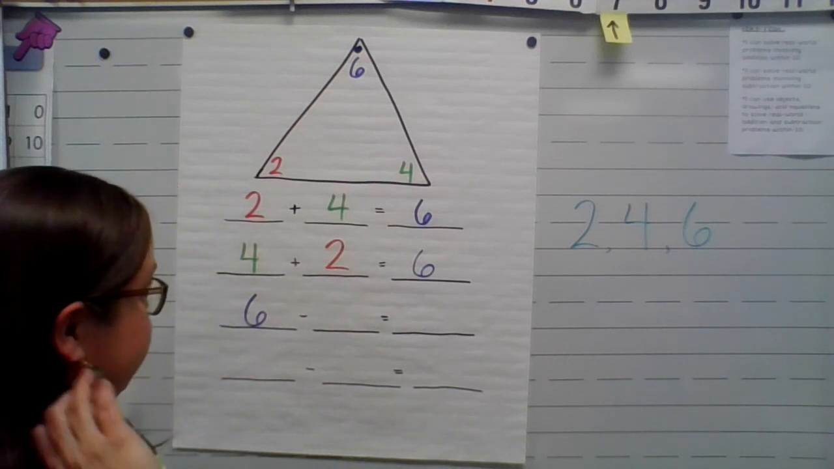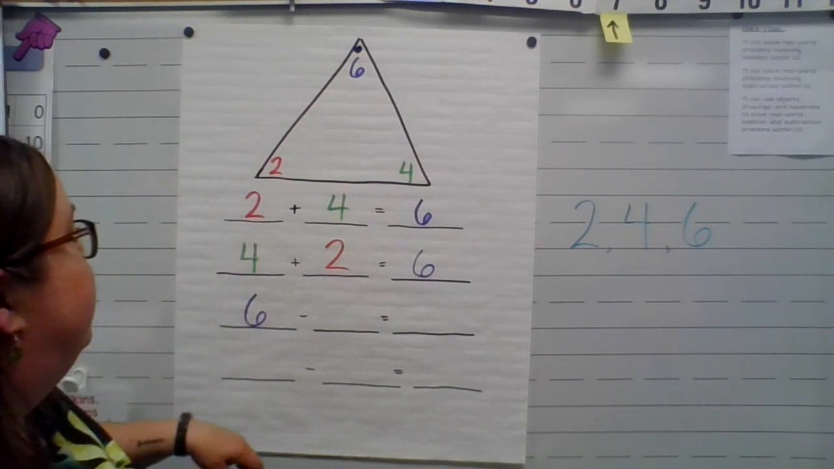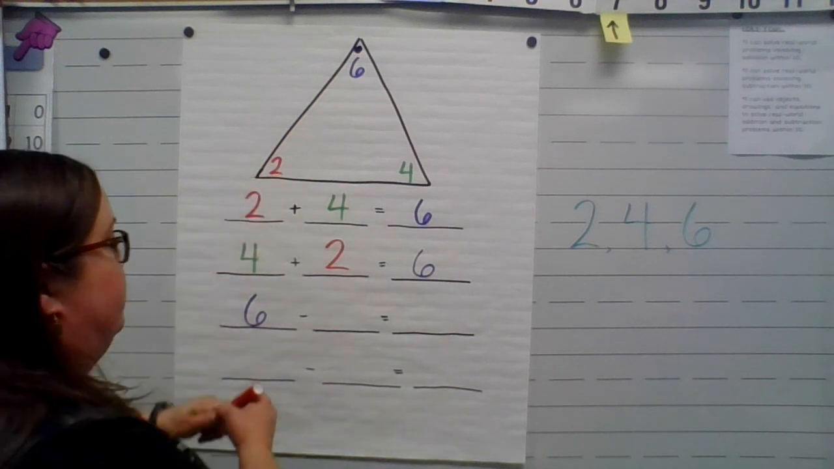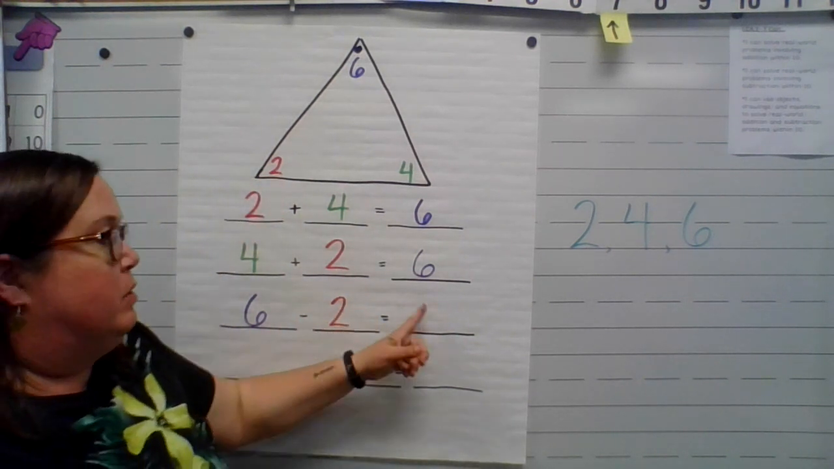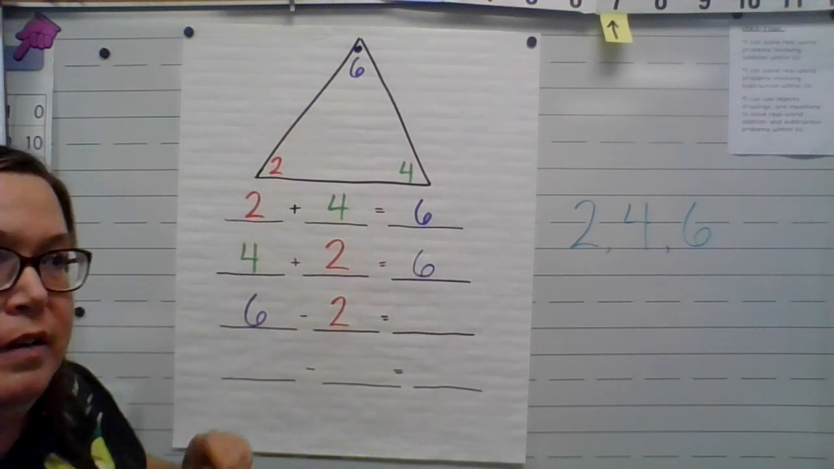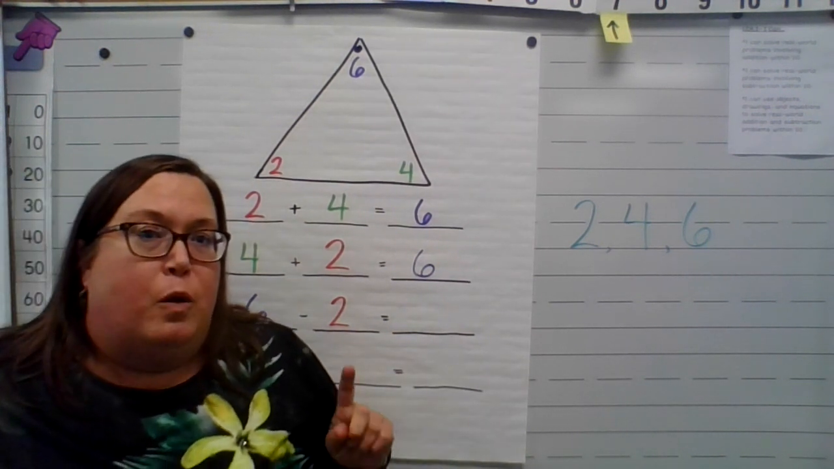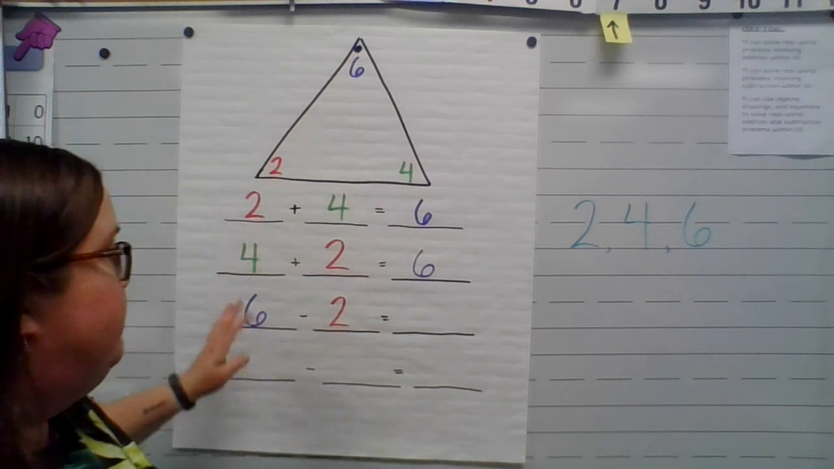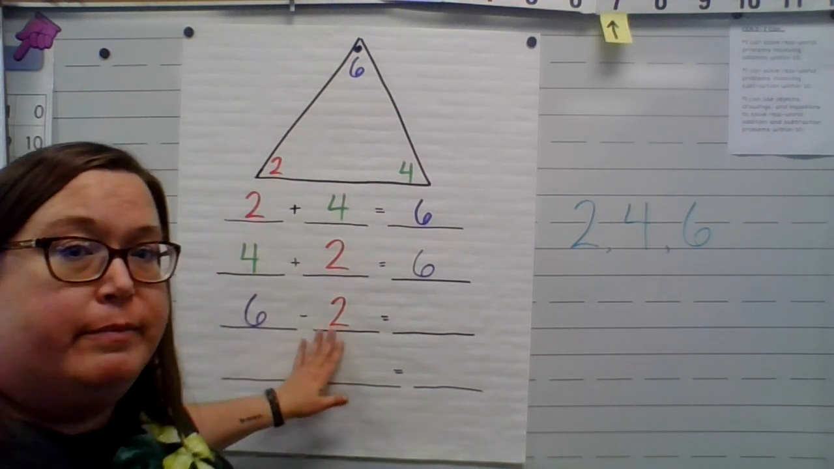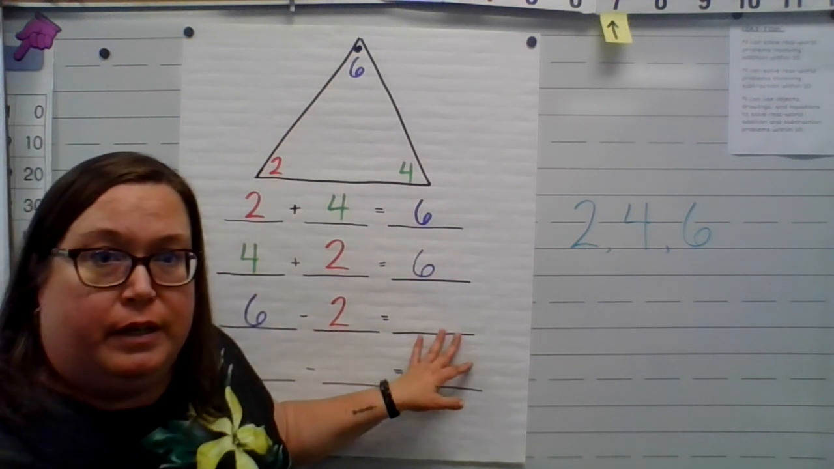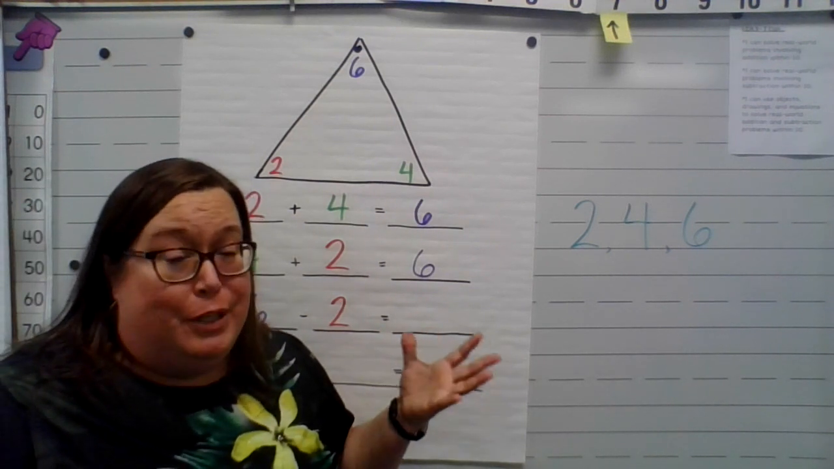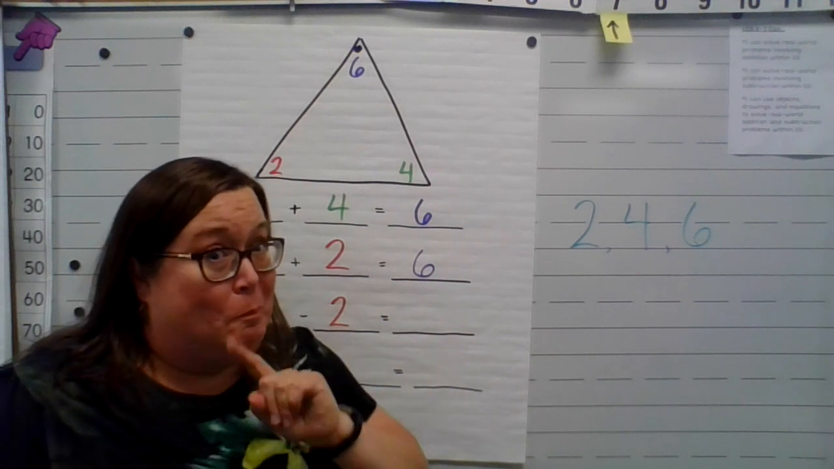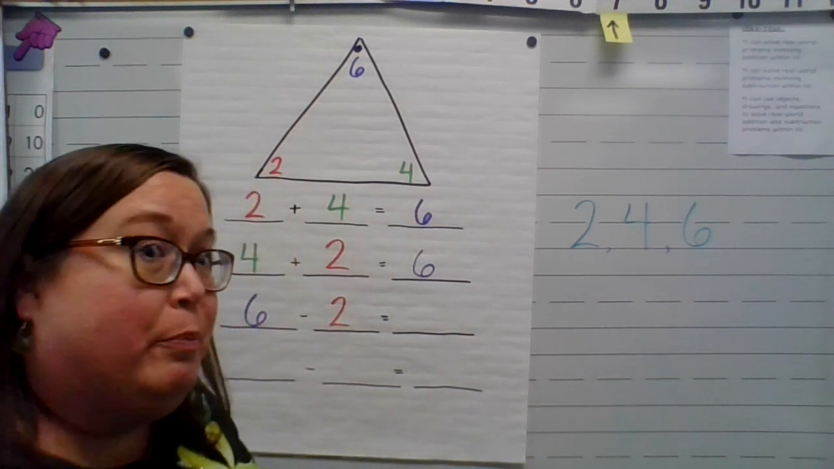Let's take away 2. 6 take away 2, or 6 minus 2 equals something. Now, you can do this one of two ways. We could use our strategies to figure out 6 minus 2 equals something, or we could just use the fact triangle, and then we wouldn't have to use as much brain power. Give our brain a little break.